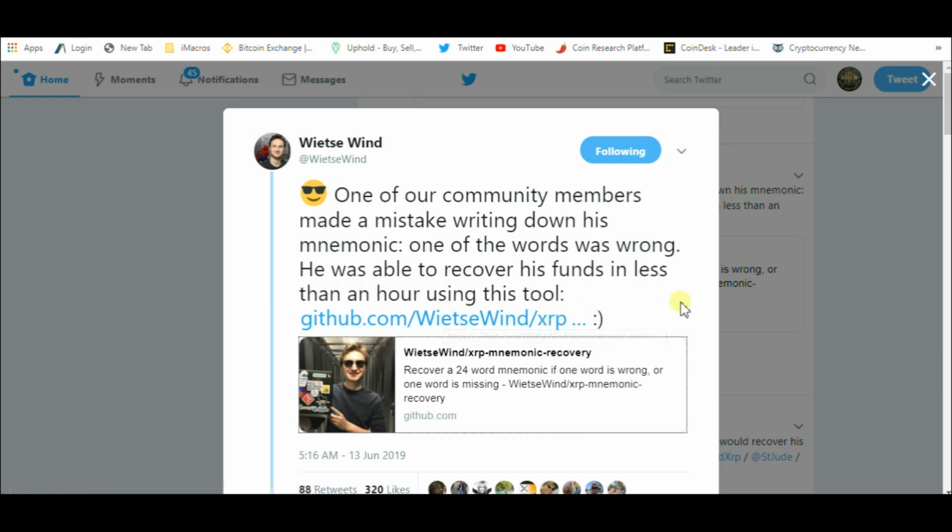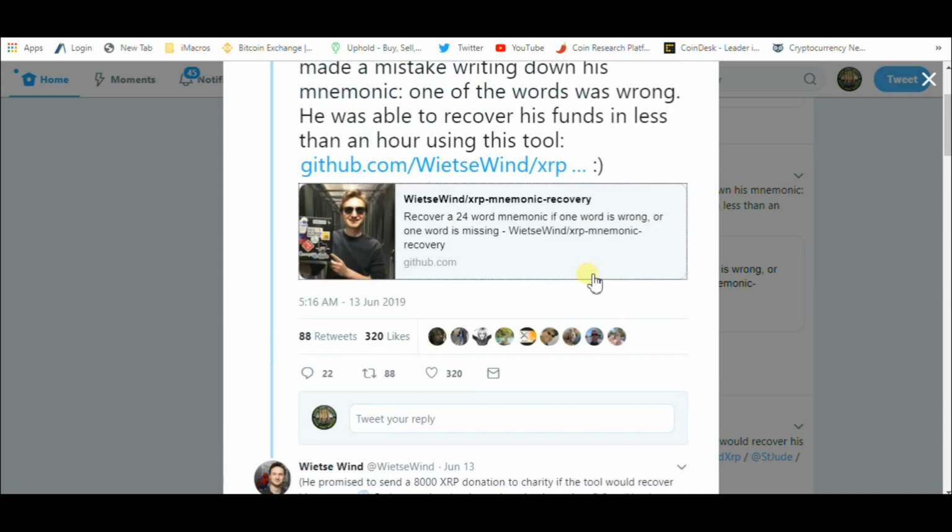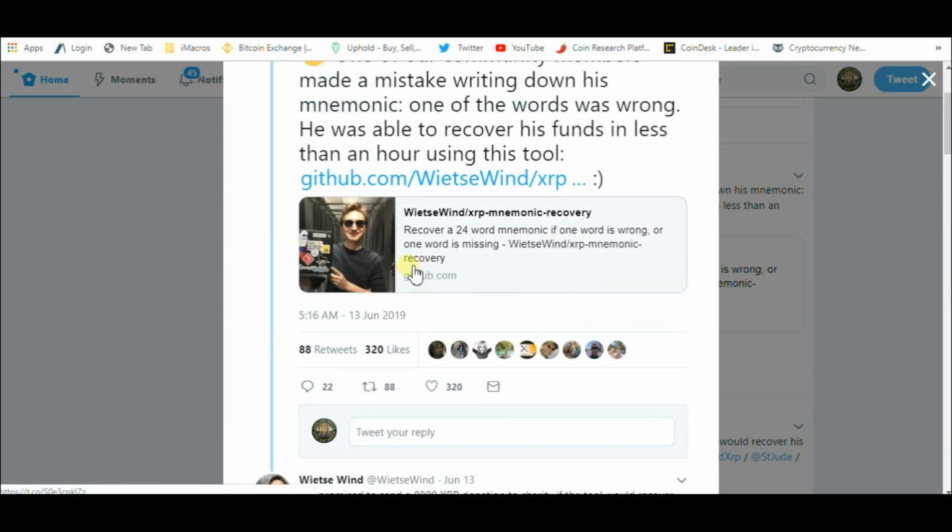So VitSaveN has created a tool where if you lost one of your words but you had the other 23, you could recover your funds by doing this. And apparently this person promised to send an 8,000 XRP donation to charity if the tool would recover his account. So I guess there's a huge donation incoming at Good XRP at St. Jude. That is cool. This guy right here is going to go down in history as one of the most intelligent contributors to the XRP community ever. He'll be written about in history books, in my opinion.